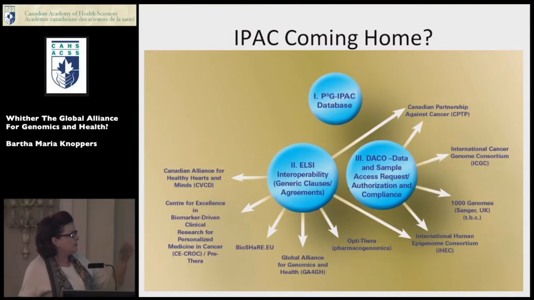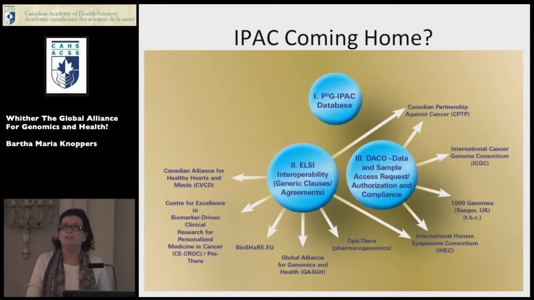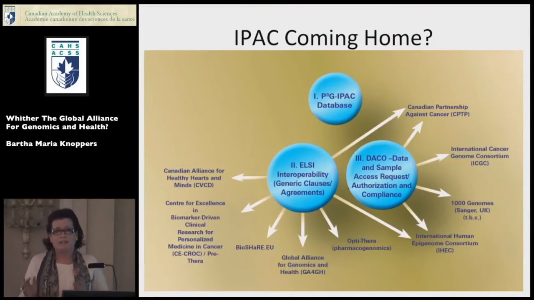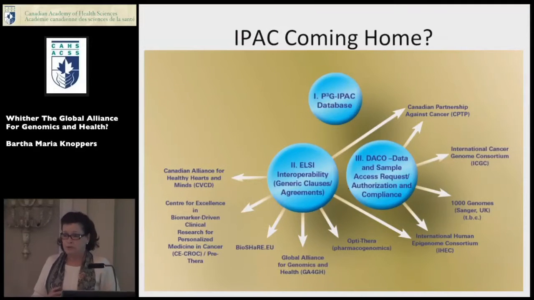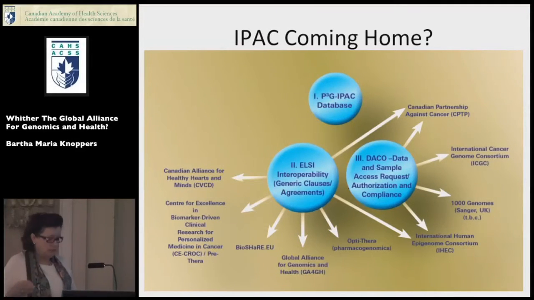So in Canada, we have different structures. P3G, the Public Population Project in Genomics, has created IPAC, an International Policy Interoperability and Data Access Clearinghouse. And we've worked with different international consortia and Canadian ones to develop generic tools that they can use for any kind of collaboration or project that they have, including a data access office where, as an independent, trusted third party, we can clear access requests. We've done this for the International Cancer Genome Consortium. We're doing it for the International Human Epigenome Consortium, and so on and so on.